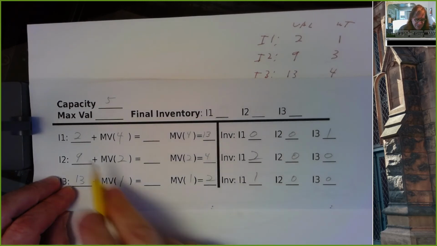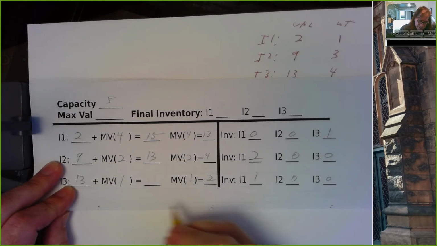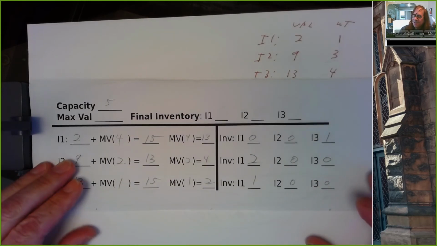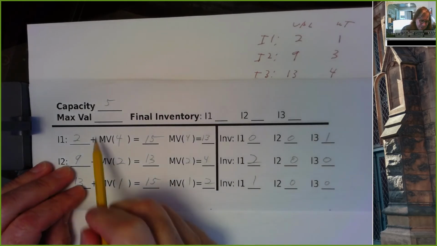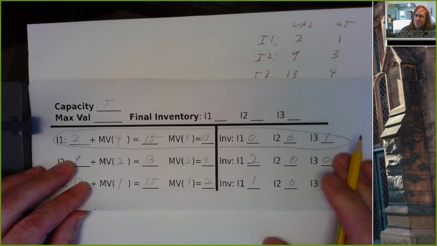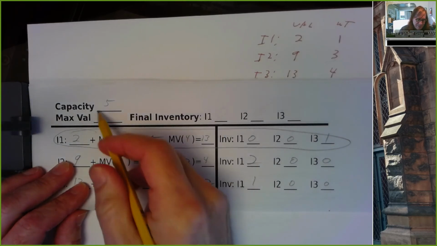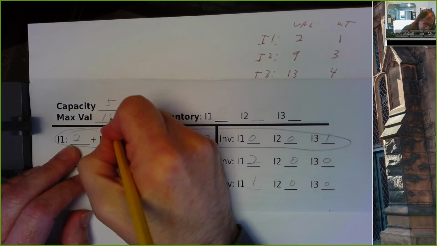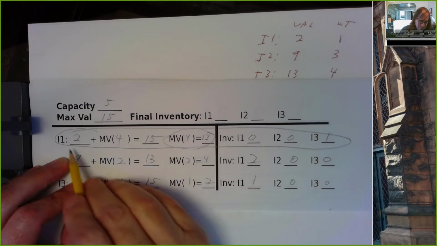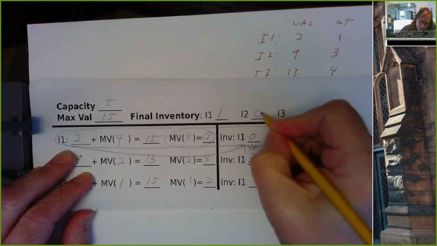Okay, so we can do the calculations. 2 plus 13 is 15. 9 plus 4 is 13. 13 and 2 is 15. We've got 2 ways that we can find the largest value of 15. I'm just going to start off with the first one. Makes no difference as to what the final maximum value was. Could make a difference for the inventory, but the final value will be the same. So I'm going to say maximum value is 15. And the inventory is the inventory that got me my max value here, plus I'm going to increment the count of item 1. So this is going to be 1, 0, 1.